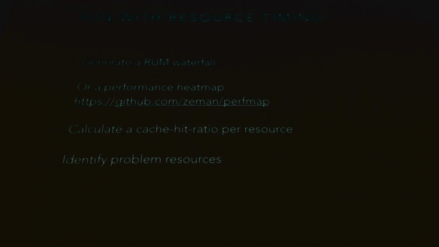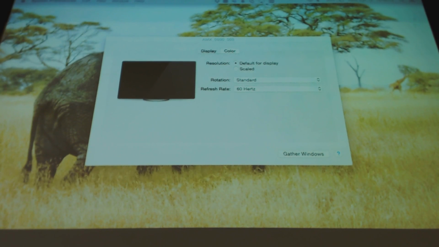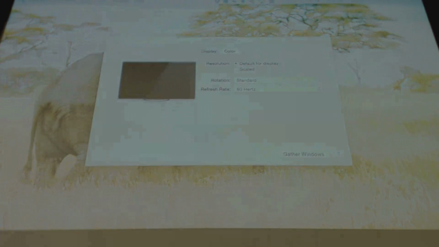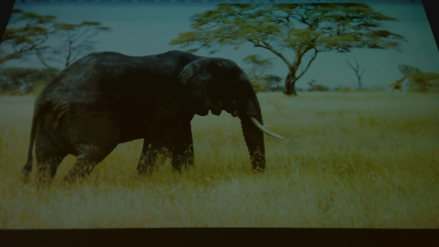Before I go into all of that, let's look at some fun things we can do with resource timing. You could obviously generate a waterfall, which is what we're doing with Ampulse, or a performance heat map, which is something that Mark Zeman over at SpeedCurve is doing. Let me show that to you. I pulled up the website, and there's a link there.